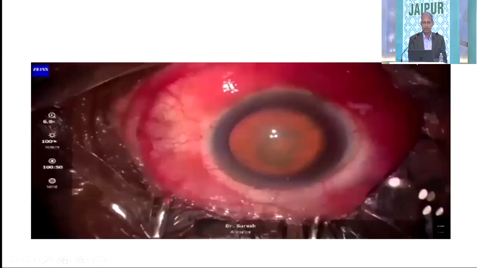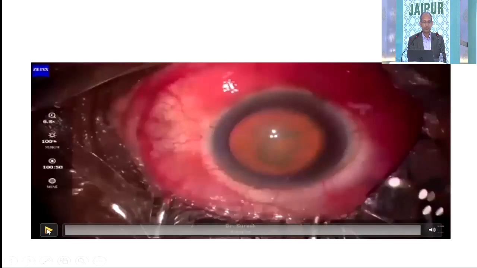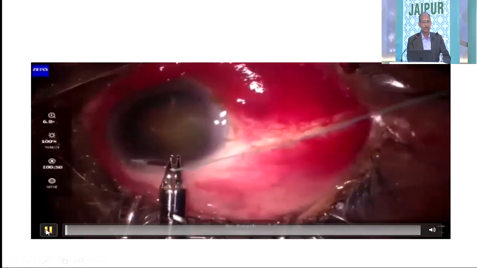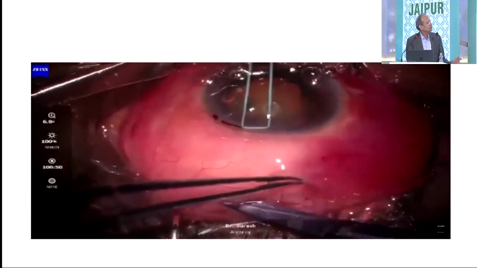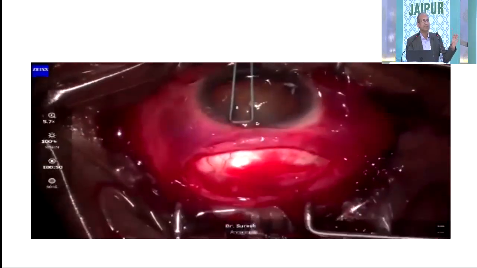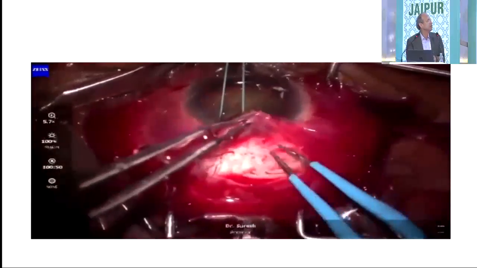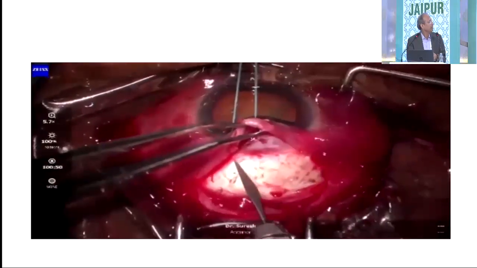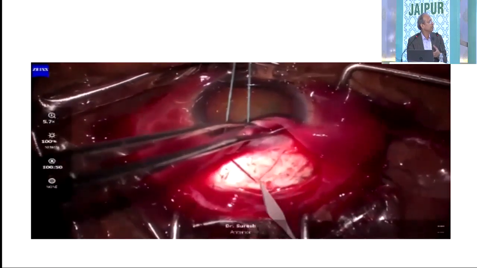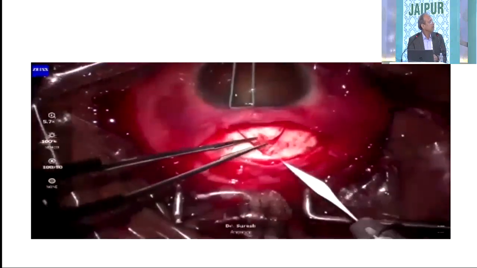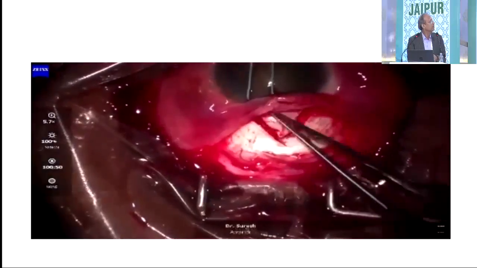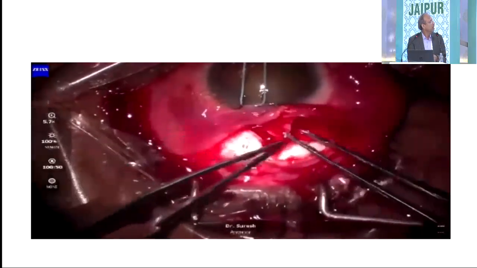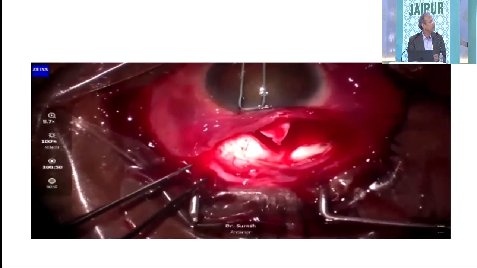So here is a small video showing the steps of my surgery. I use a corneal traction suture with 5-0 Dacron. It's always better to raise the conjunctiva with an injection of paracaine, and the dissection becomes very easy. So this is the formation of a partial thickness scleral flap, around 3 millimeter by 3 millimeter.